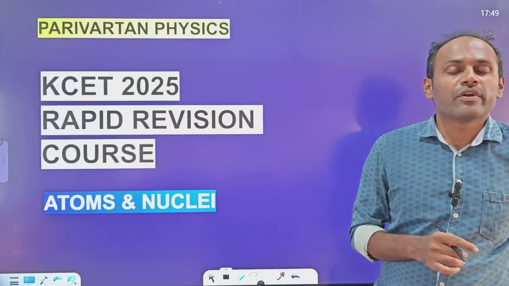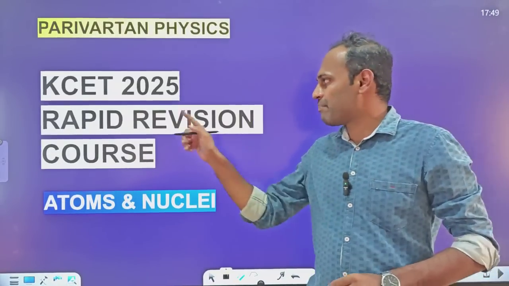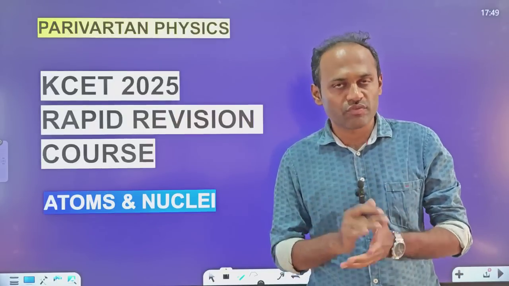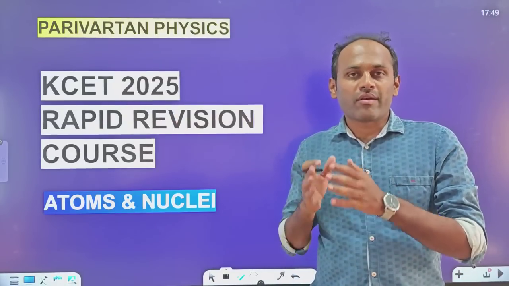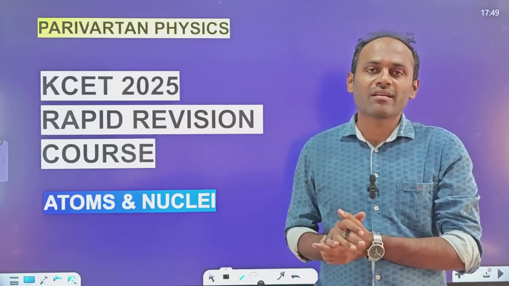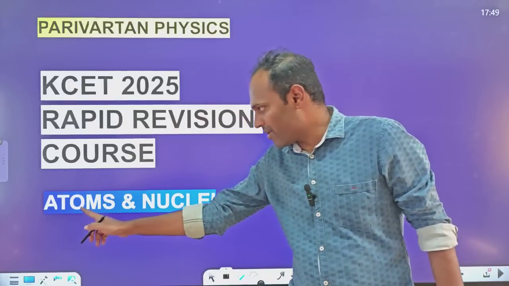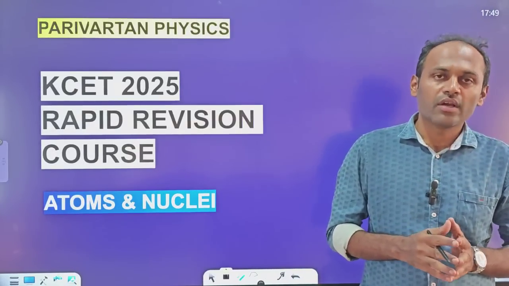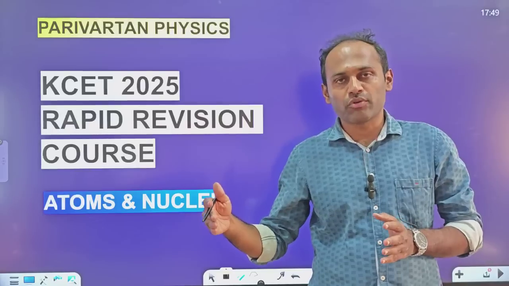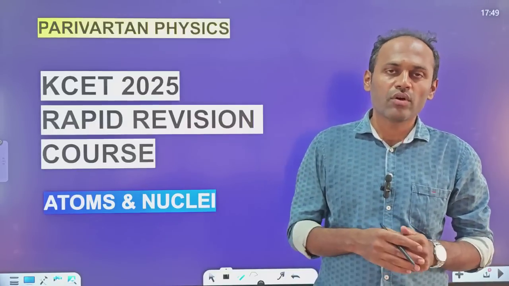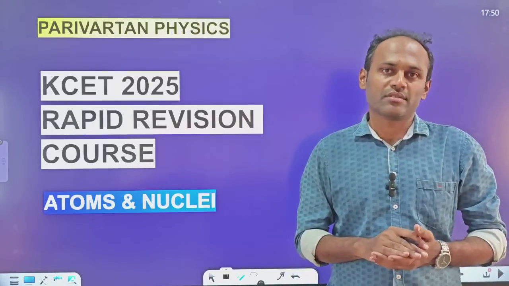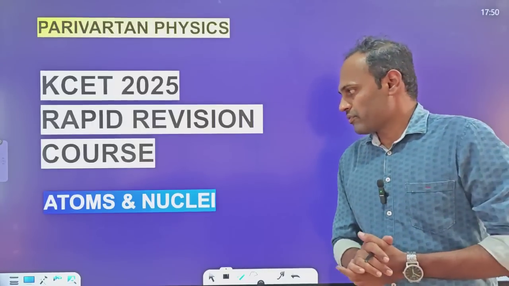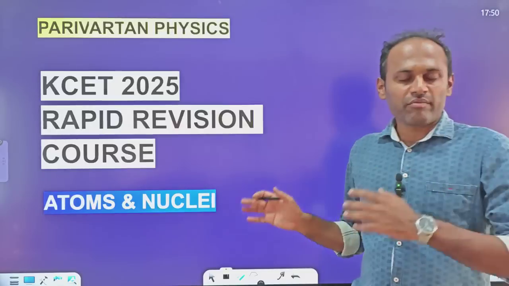See, we are in the series of videos where we are going through a course called Rapid Revision course for KCET 2025. Till now we have revised up till dual nature of radiation and matter, and in this video we are going to revise atoms and nuclei together, as I have told you in the earlier videos. Lastly, the chapter on semiconductors we'll see in the next video, so that will complete your second PUC syllabus, right? Fine. So without wasting any time, let us begin with atoms and nuclei.